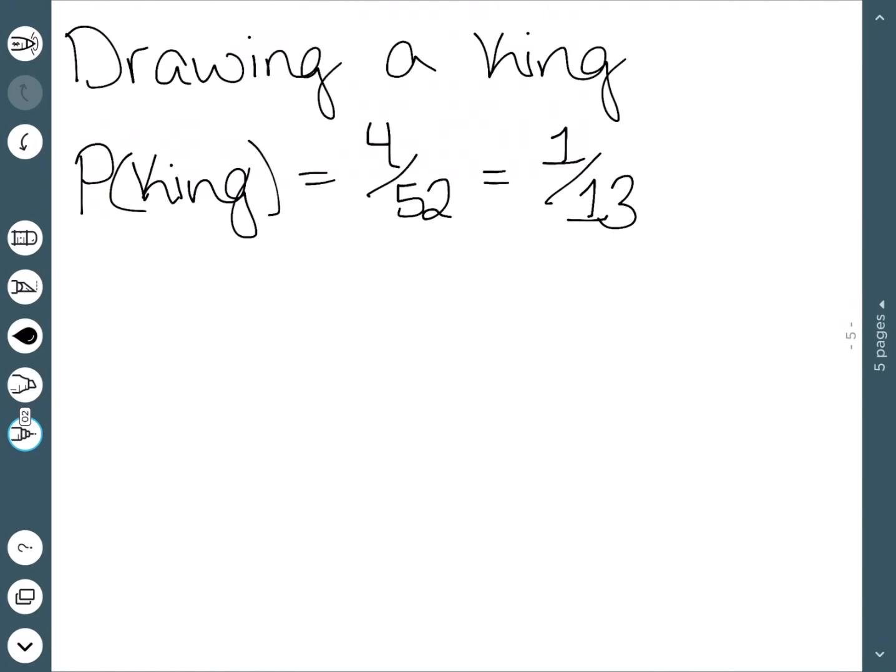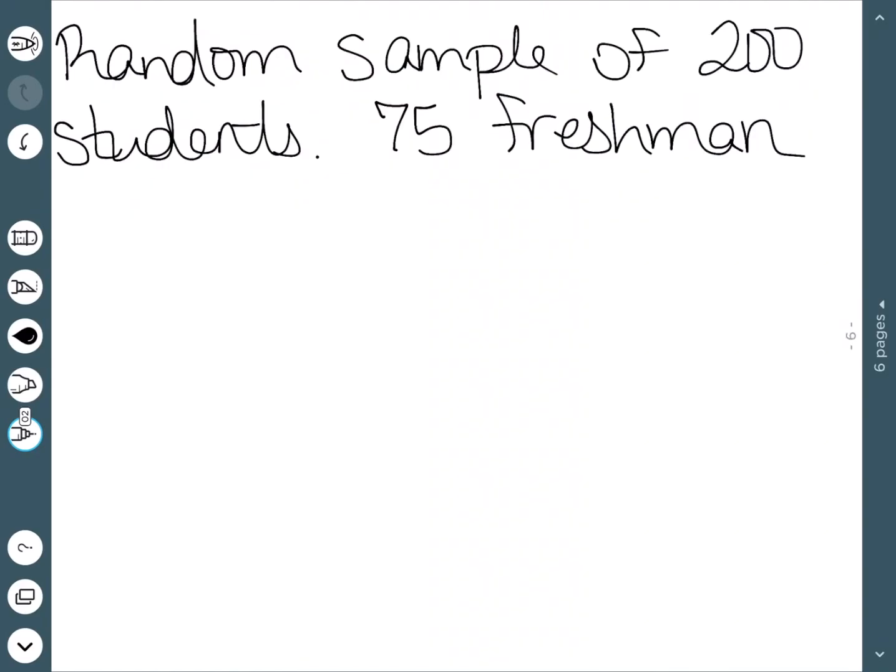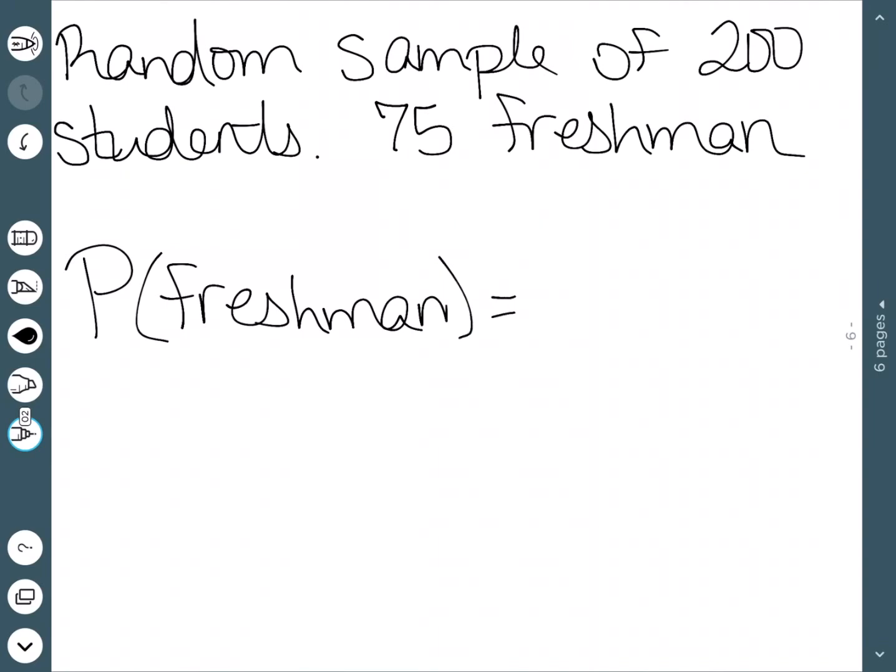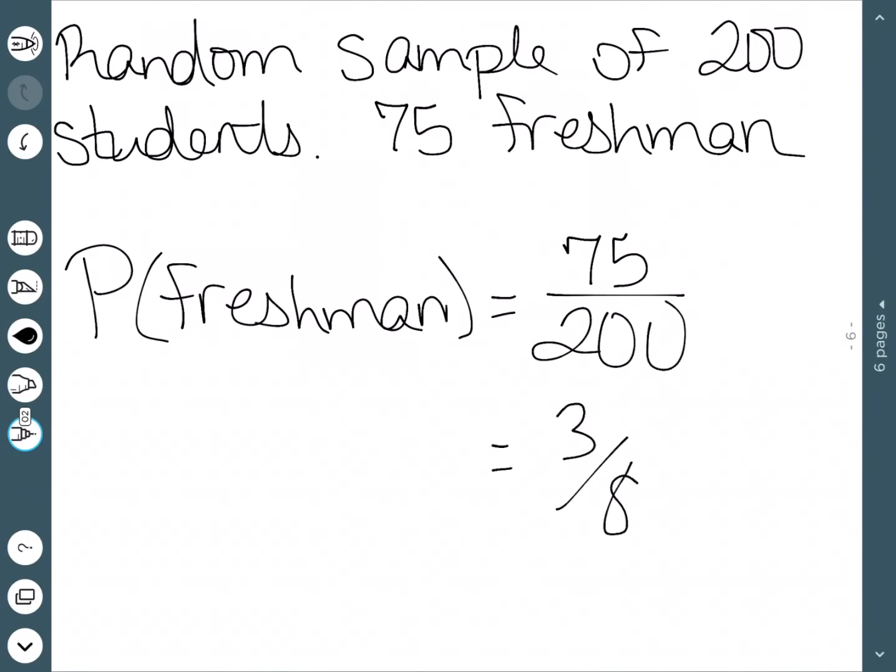Let's do one more example. As our last example, let's suppose we have a random sample of 200 students. Out of that, 75 are freshmen. So now what's the probability that if we select a random student, they will be a freshman? Well, 75 freshmen out of a total of 200, which gives me 3/8. So our first two were theoretical probabilities, my first type of assigning probability. This one is experimental, the second type of assigning probabilities.